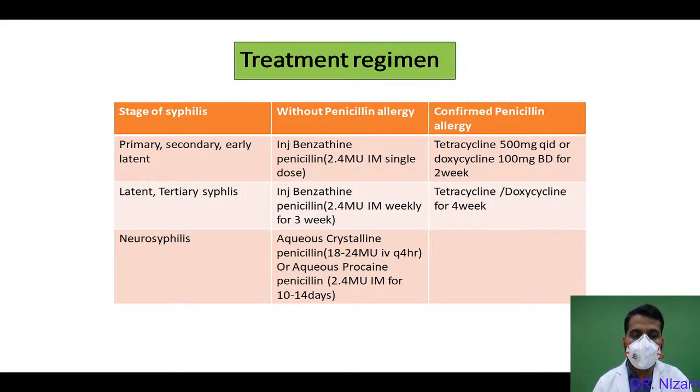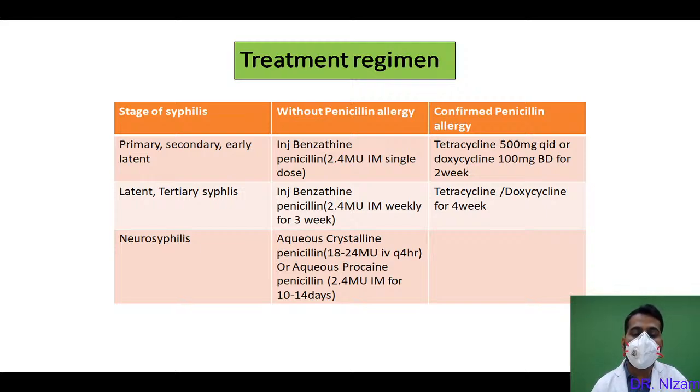In late or tertiary syphilis, it is again benzathine penicillin, and if there is penicillin allergy, tetracycline or doxycycline. But when it comes to neurosyphilis, we use a different formulation of penicillin, that is aqueous penicillin, 18 to 24 million units IV, or, if you are using procaine penicillin, 2.4 million international units, for 10 to 14 days.